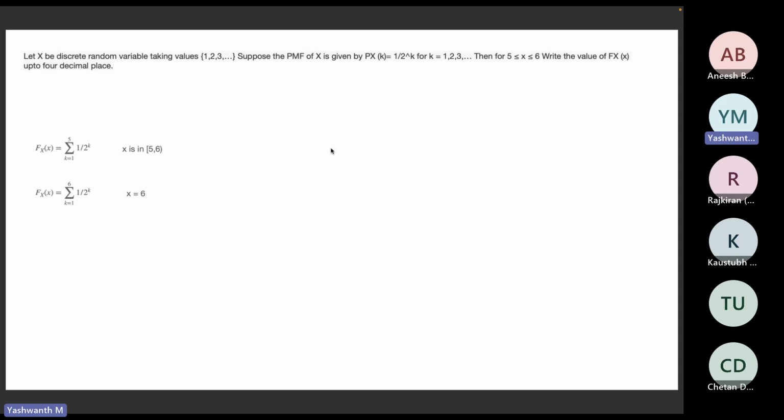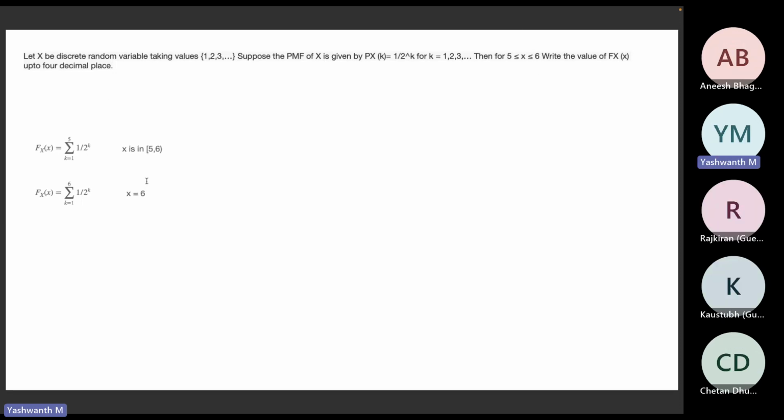And for any x between 5 and 6, this is correct. But once x takes 6, you have to sum up the x value 6 also, so k is 1 to 6. This is a simple question.